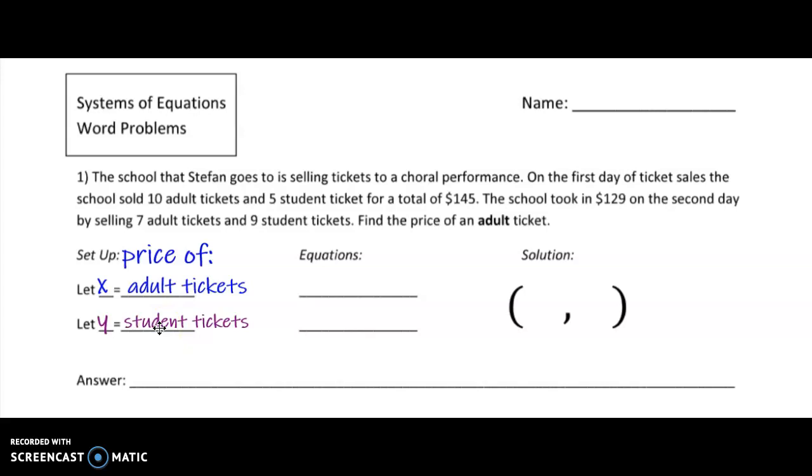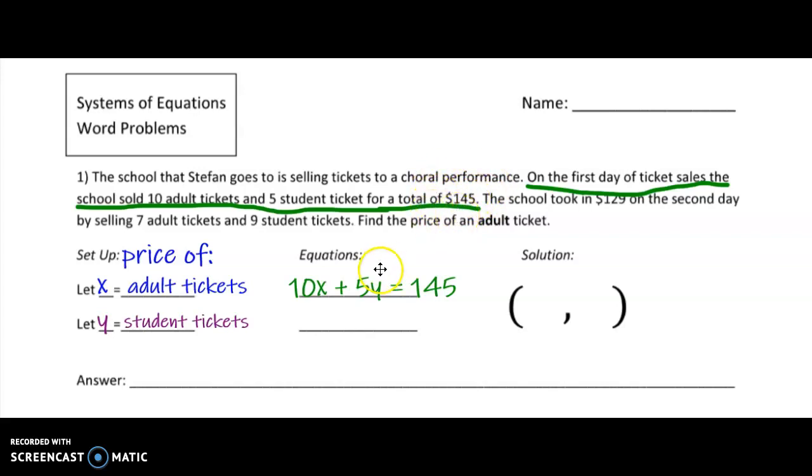Now, to write out our two equations. On the first day of ticket sales, the school sold 10 adult tickets and 5 student tickets for a total of $145. So they sold 10 adult tickets. We called adult tickets x, and 5 student tickets, which we called y. So our equation for that will be 10x plus 5y equals $145 of total sales.